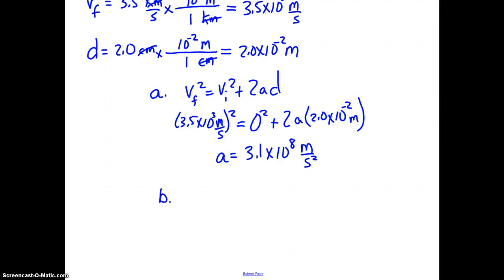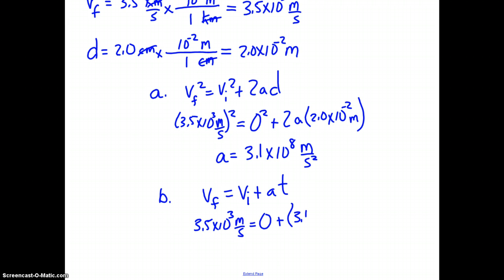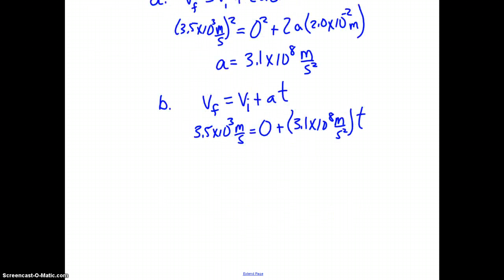All right, so we're looking for T. Now that we know A, it looks like the easiest choice for our equation would be VF equals VI plus AT. VF again, 3.5 times 10 to the third meters per second. VI is 0 plus A, 3.1 times 10 to the 8th meters per second squared times T. We go ahead and solve for T.